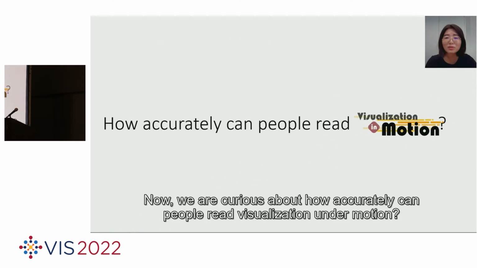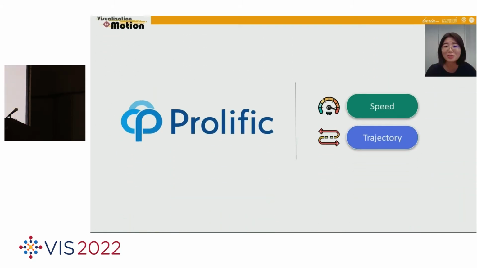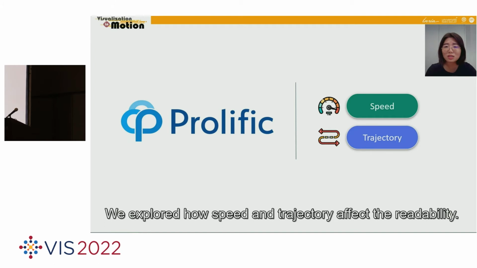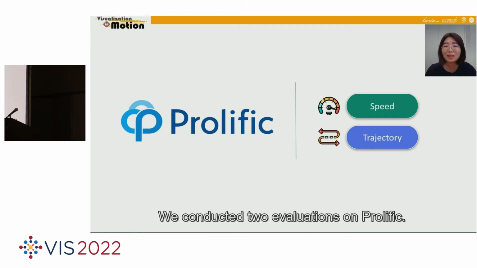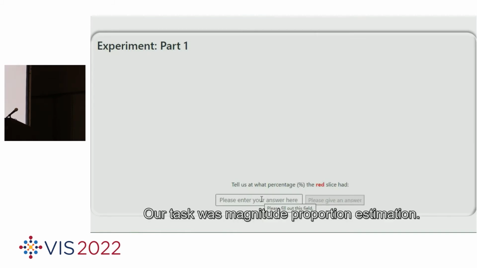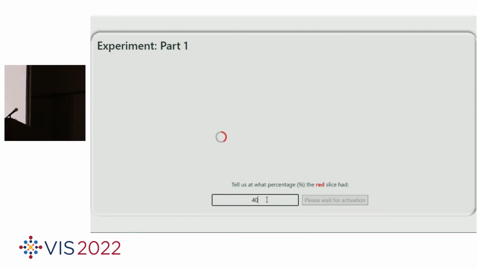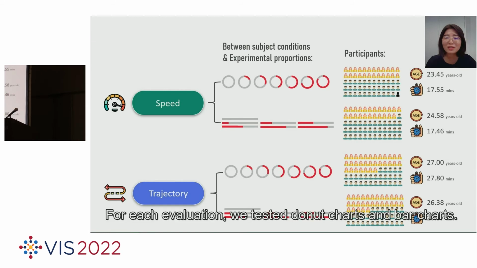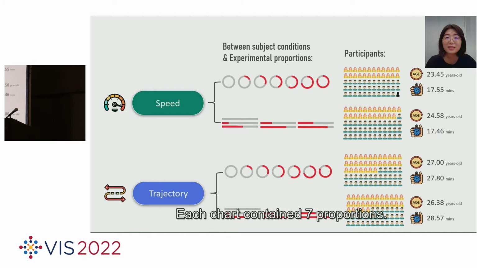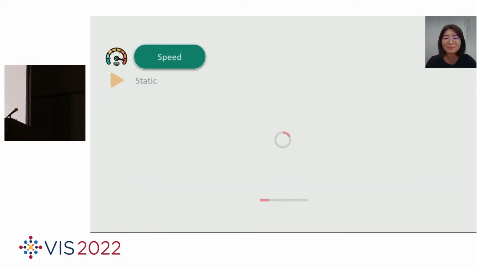Now we are curious about how accurately people can read visualization under motion. We explored how speed and trajectory affect the readability. We conducted 2 evaluations on Prolific. Our task was magnitude proportion estimation. We asked people to make a quick estimate from simple moving charts. For each evaluation, we tested donut charts and bar charts. Each chart contained 7 proportions. Each study had 60 participants.